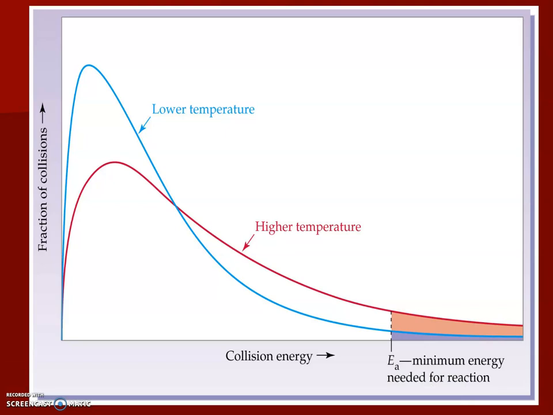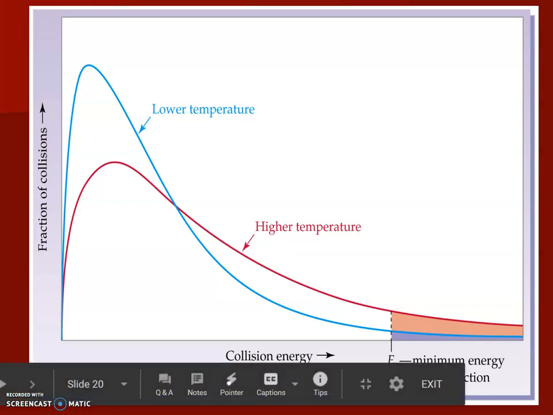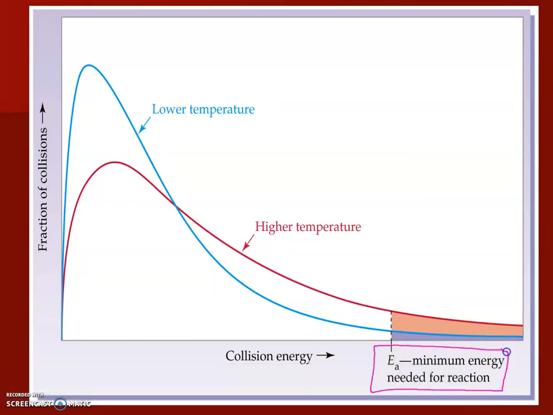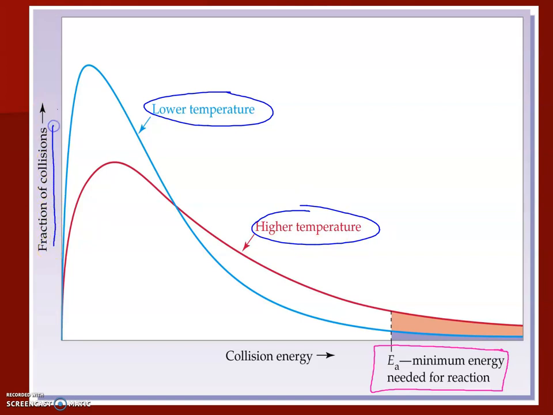All right, this is a very useful diagram that shows you the minimum amount of energy that is needed for a successful collision in hot and cold systems. These two lines have the exact same amount of particles in them, but this one occurs at a lower temperature and this one occurs at a higher temperature. This is the fraction of collisions, and this right here is the collision energy. This is the magical barrier, that minimum amount of energy needed for a successful reaction.